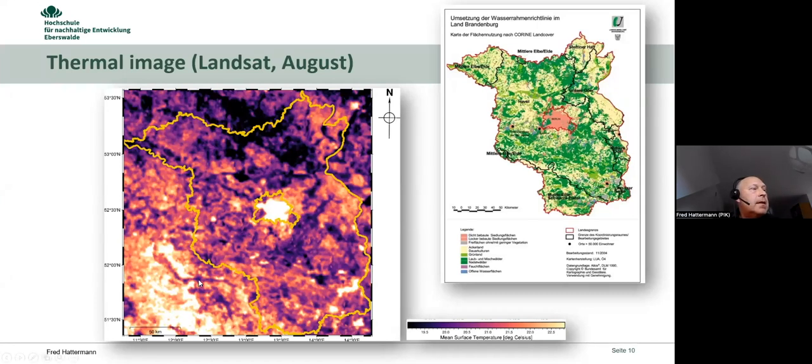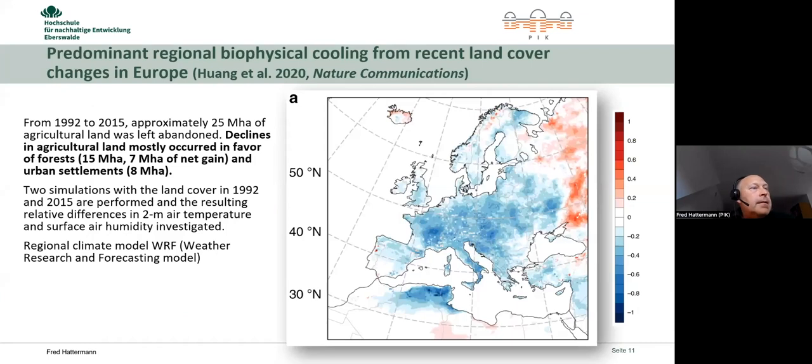What you also see is this is a huge area of arable land, Magdeburger Börde, where we hardly have any forests, much hotter than the surroundings. And this is a publication I recently found. It's called the Predominant Regional Biophysical Cooling from Recent Land Cover Changes in Europe.